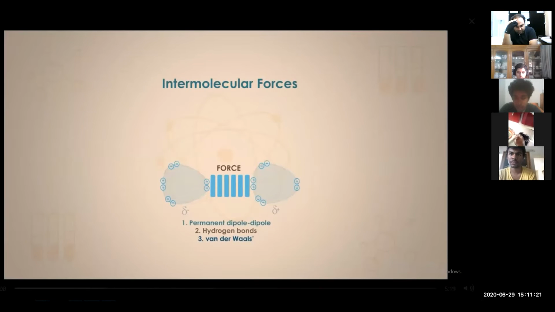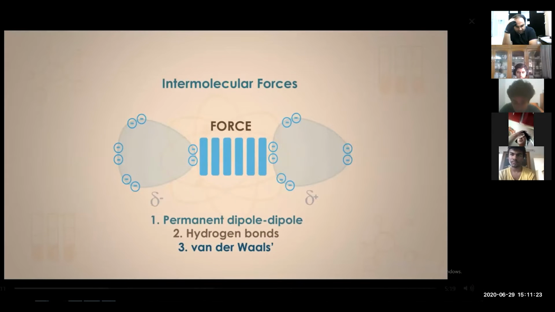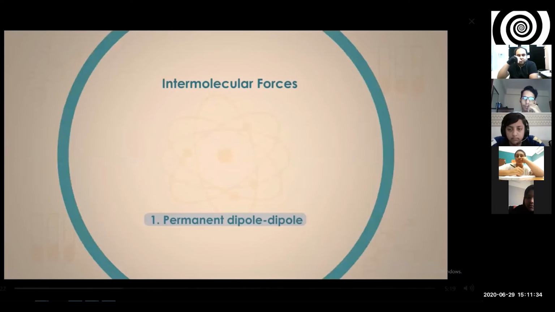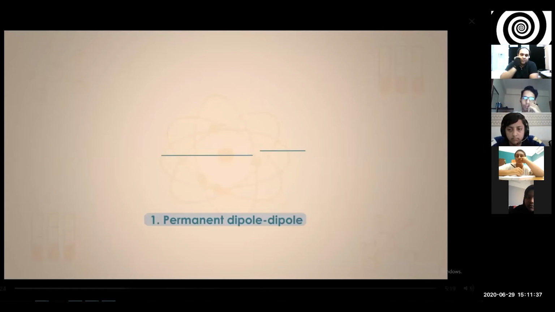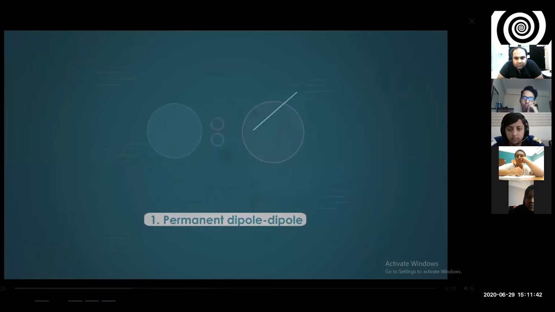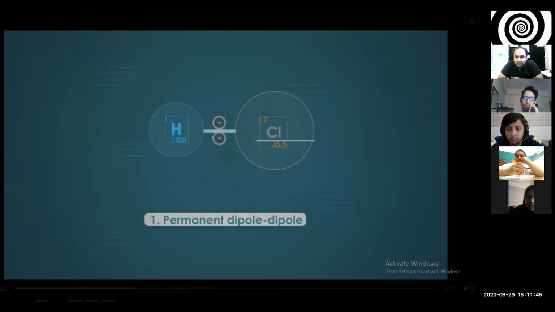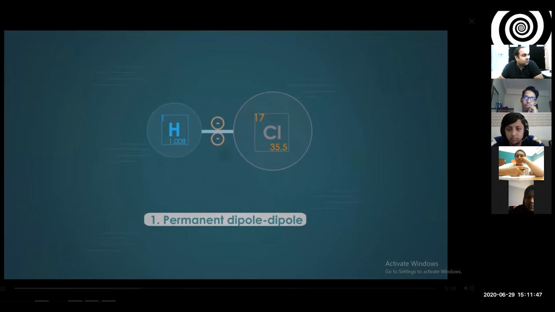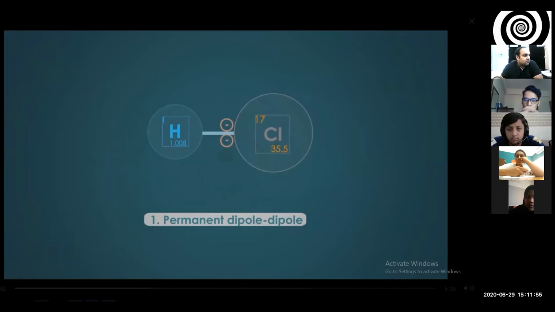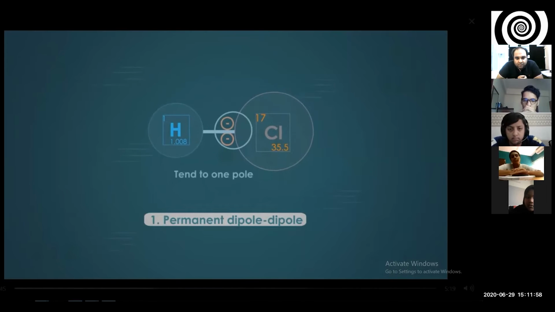Let us now look at these three intermolecular forces one by one. First up are permanent dipole-dipole forces. A polar molecule is one in which there is a permanent dipole, arising usually because the different atoms in the molecule have different electronegativities, the attraction by a bonded atom for the pair of electrons in a covalent bond. Let us take hydrogen chloride as an example. Hydrogen chloride is a polar molecule, as the pair of electrons in the hydrogen-chlorine bond are nearer to the chlorine atom. In other words, they tend to one pole.